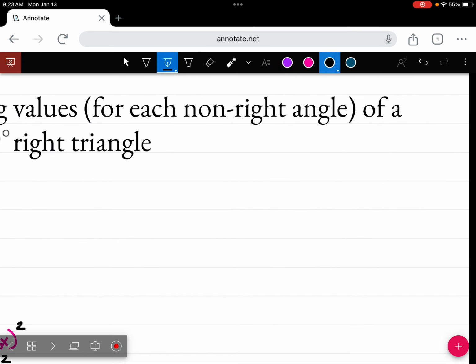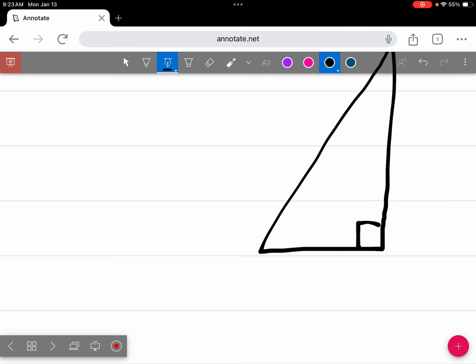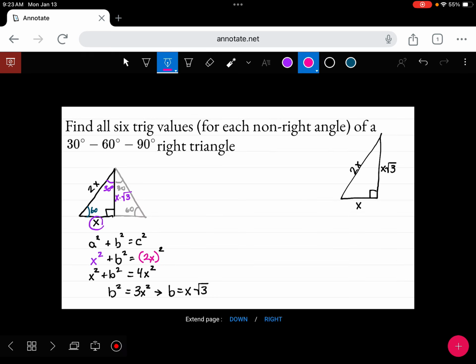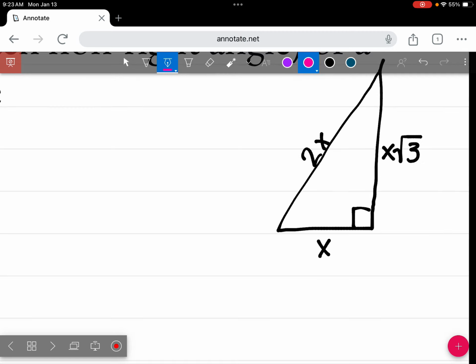So I'm going to draw that triangle again just so it's out of our way, so we can label things the way we have been. That is not a great 30-60-90 triangle. All right. So I'm calling this bottom side x. Our hypotenuse was 2x, and this is x square root of 3. And then they've asked us to actually do our 6 trig values twice, because we're going to do it for our 30 degrees and for our 60 degrees.